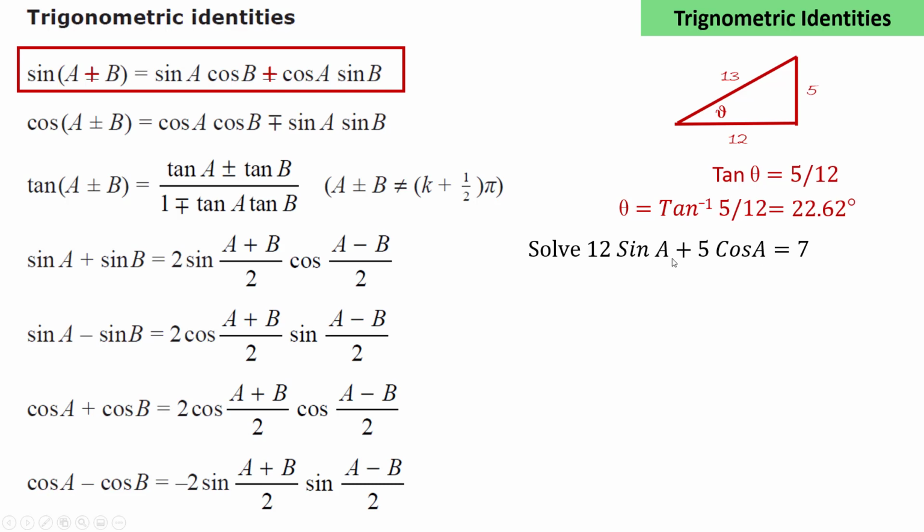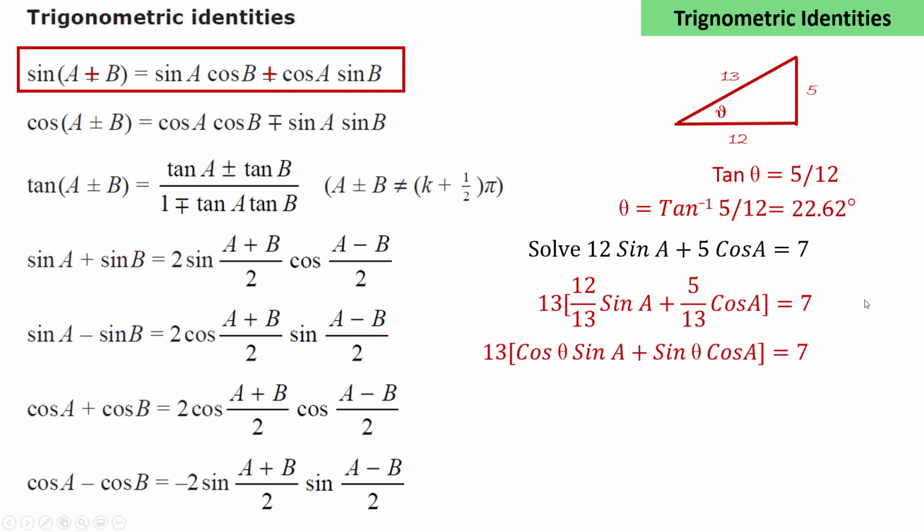Now we return to our original equation and we rewrite it as 13 times (12/13 of sine a plus 5/13 of cos a), and this equals 7. Now we switch the 12/13 for cos theta and the 5/13 for sine theta, and now we have a pattern that matches our trig identity. So we have that sine (a plus theta) equals 7 divided by 13.